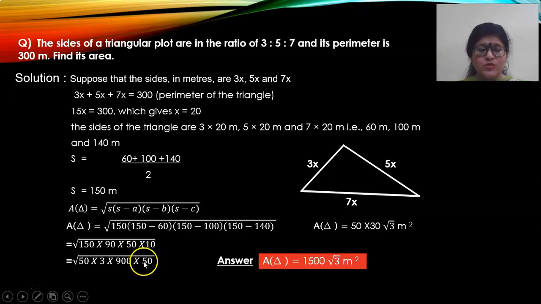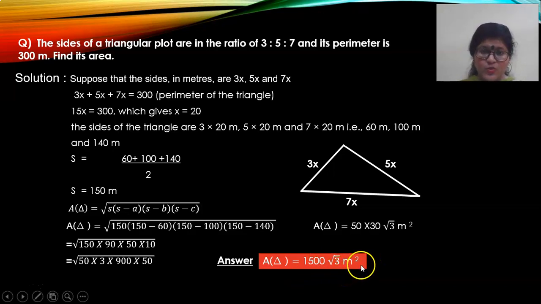Now take on to square root. Root 50 into root 50, that is, square root of 50 into square root of 50 is 50, and square root of 900 is 30. So you have 50 into 30. Root 3 will come under the root sign itself. Okay, you can't take out the square root. So the final answer is 1500 root 3 meters square.